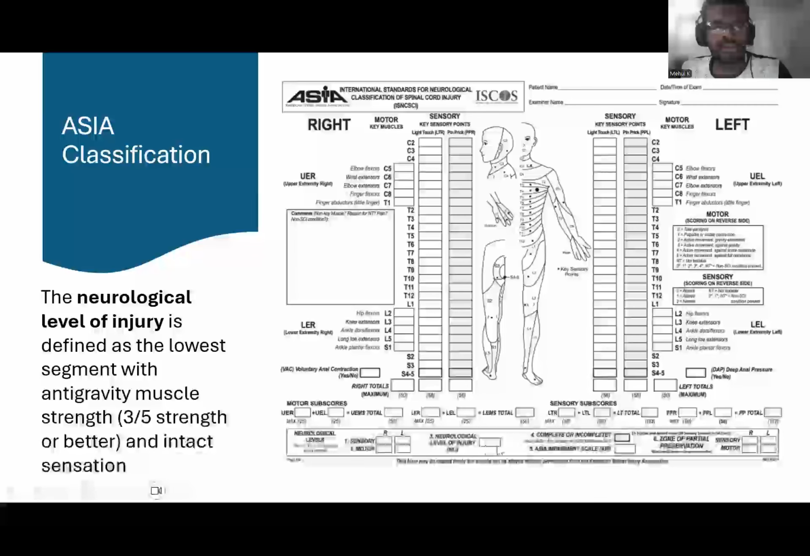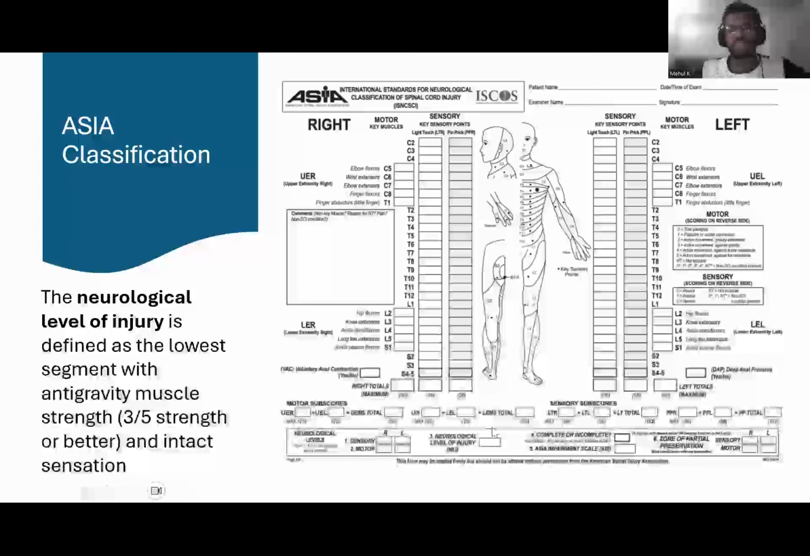Based on your sensory and motor level, you then calculate the neurological level of injury, which is the lowest segment with at least 3 by 5 power, that is anti-gravity muscle strength, and normal sensation. So it has to have at least 3 by 5 muscle strength and 2 out of 2 sensation. That will give you the neurological level of injury.